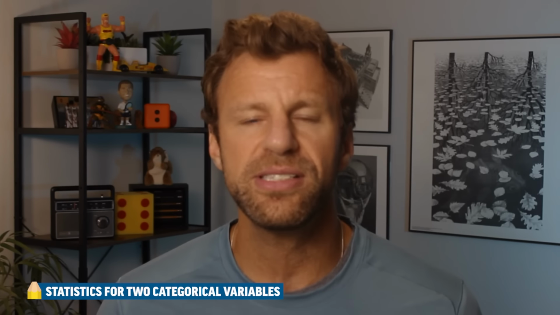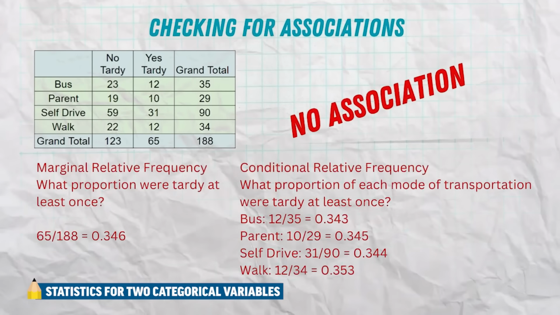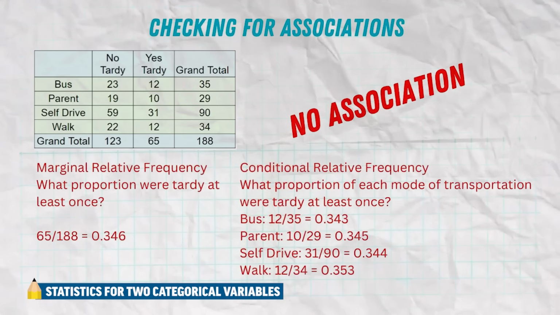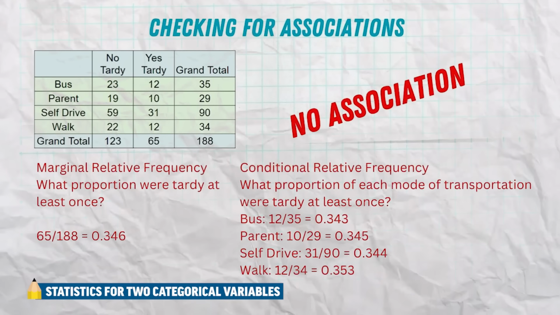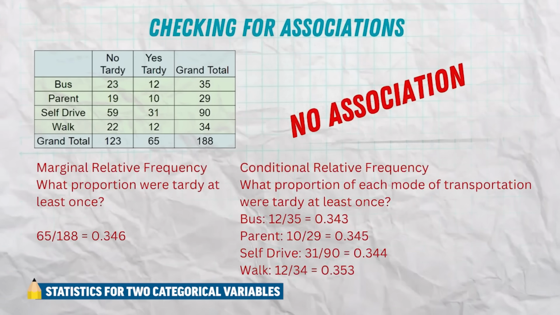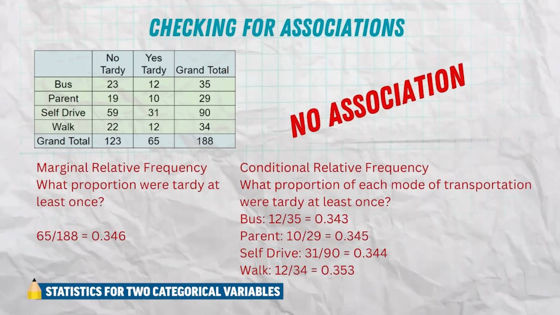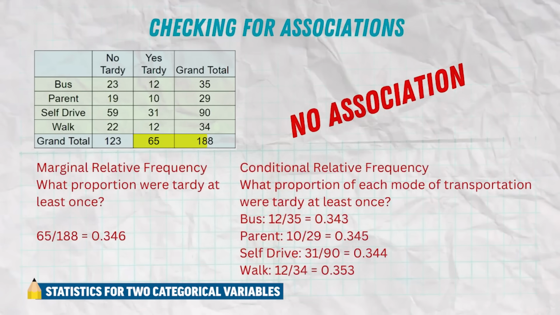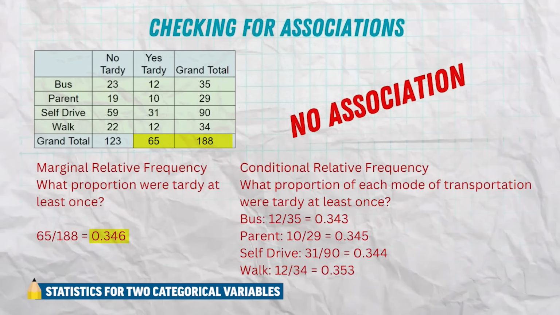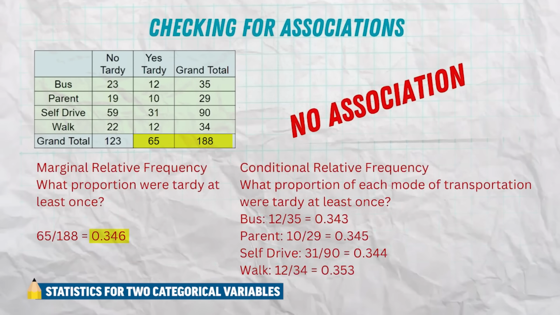Let's dive into this example to talk about if there is an association or not. Here's how we can actually explore the relationship between these two variables. So first, we want to take a look at the marginal relative frequency. For example, what proportion were tardy at least once? So here we see the marginal, again, 65 out of 188 kids, or about 34.6% of all the students surveyed were tardy at least once.